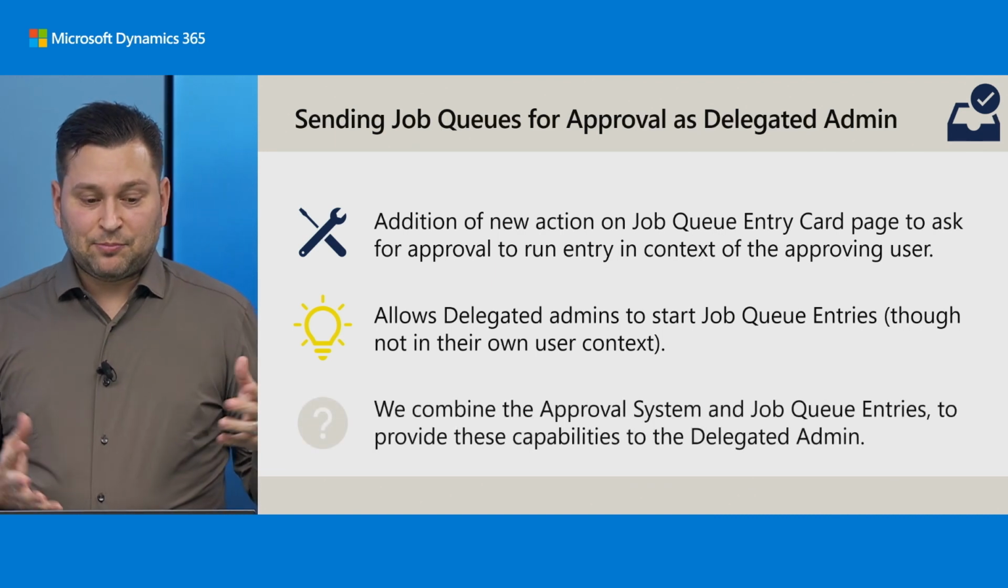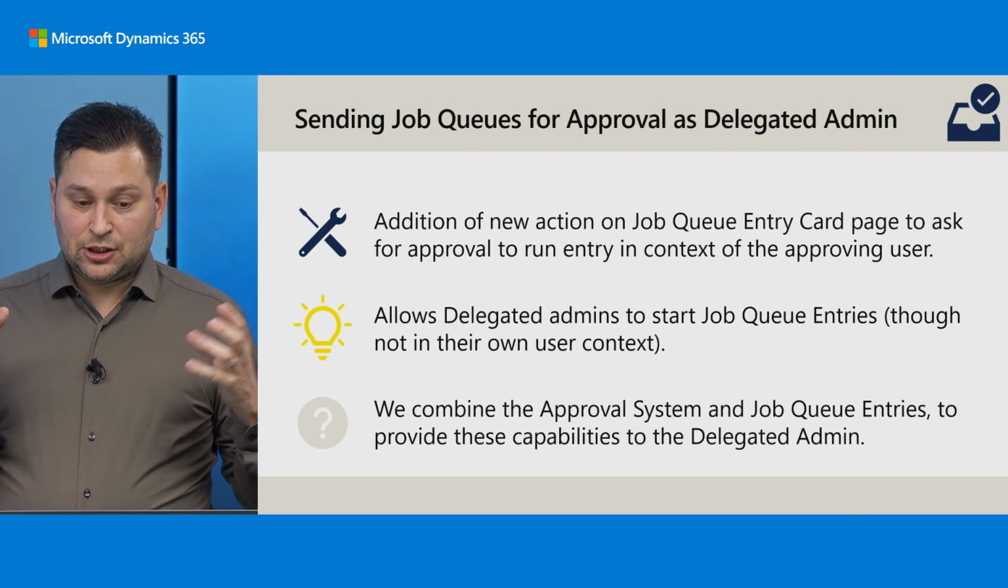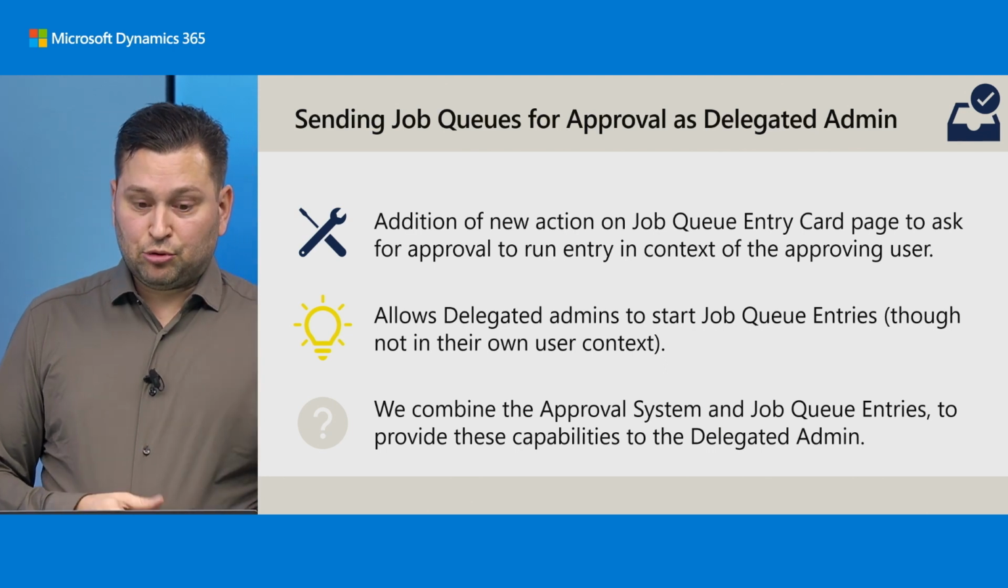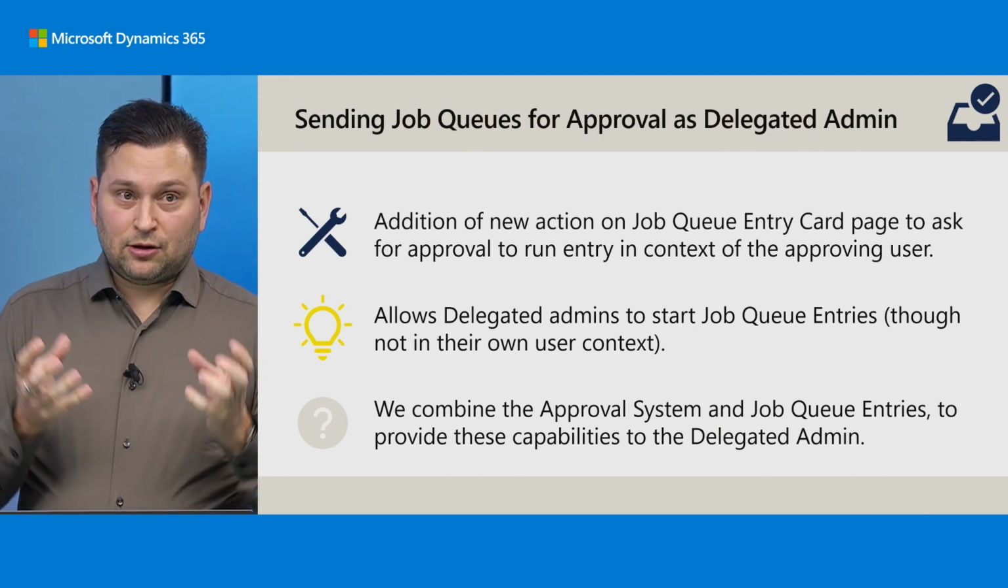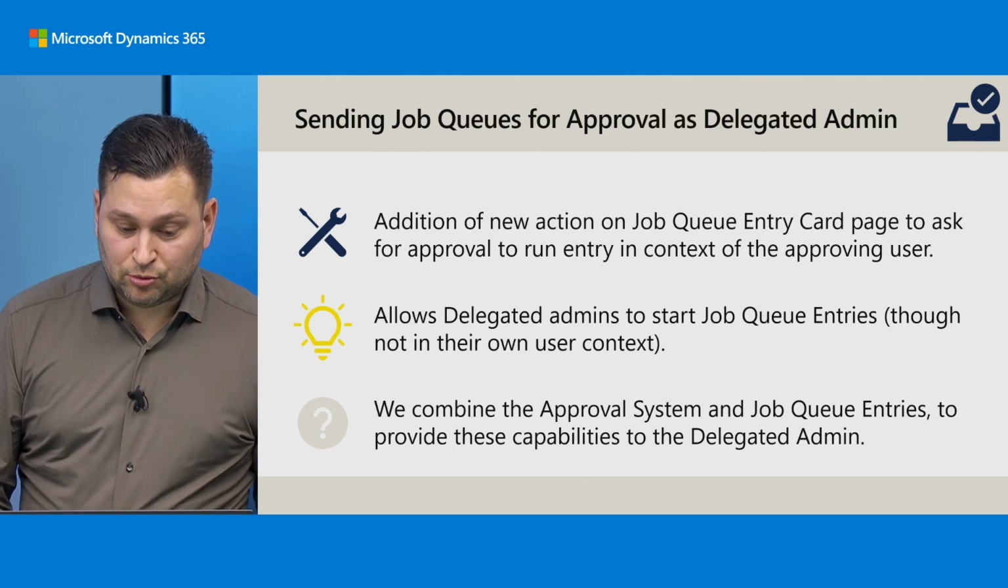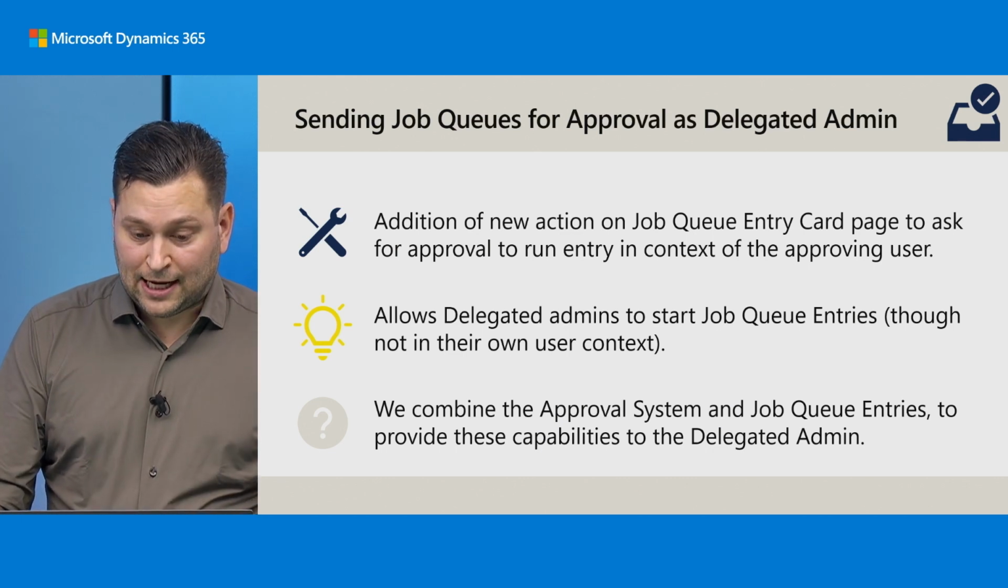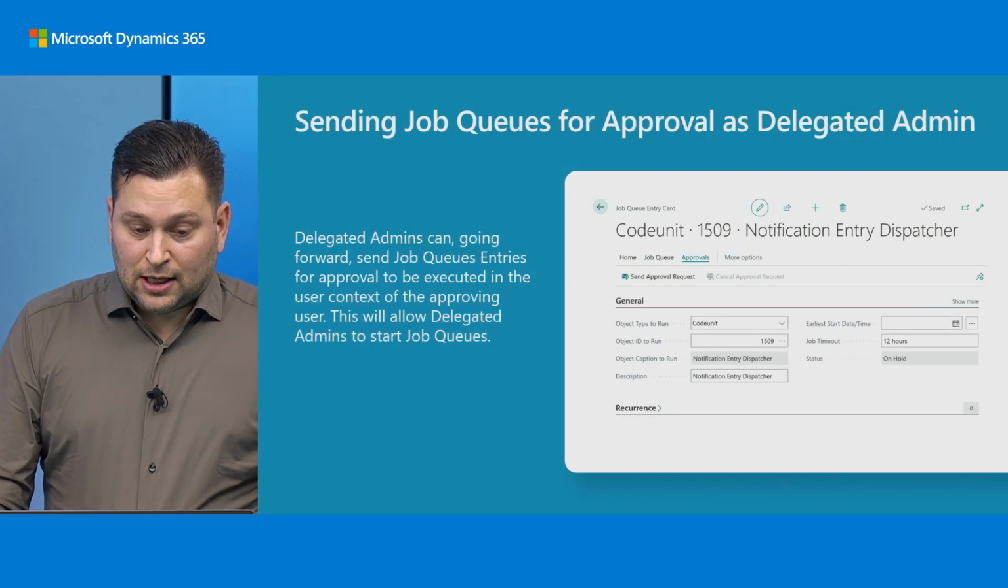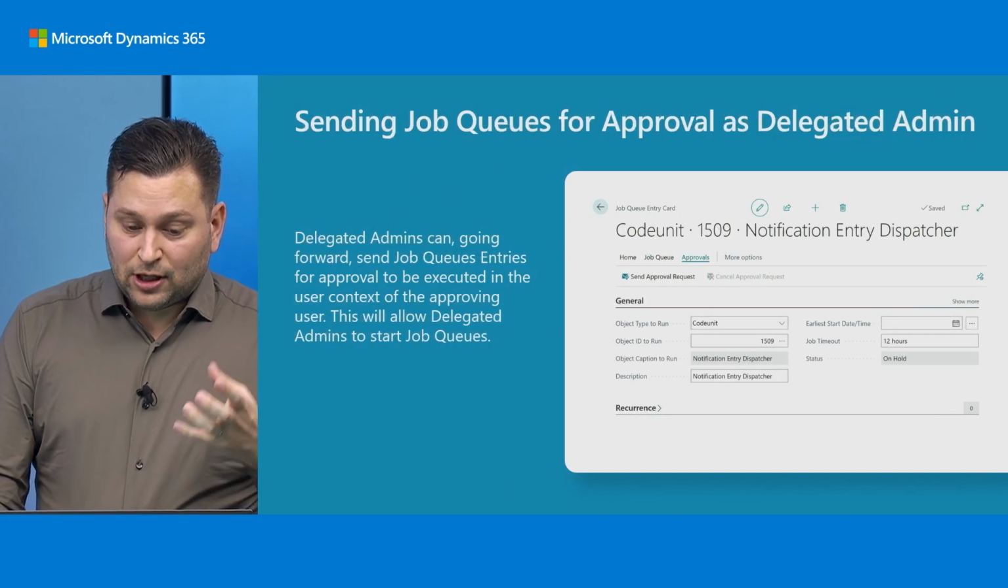And we actually just did that by stitching together bits and pieces in the application that we already had. So we took the approval system and the job queue entries, and together we stitched these together to provide these capabilities to delegated admins. Now, this is more or less what it looks like.